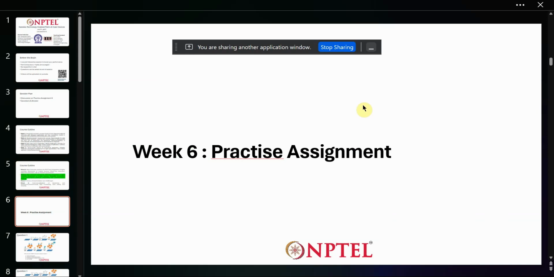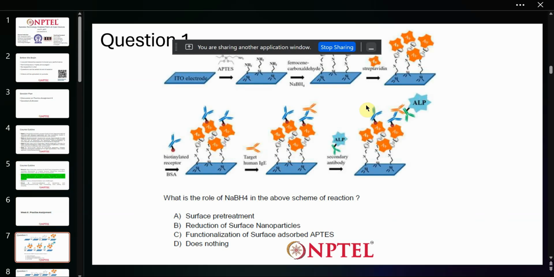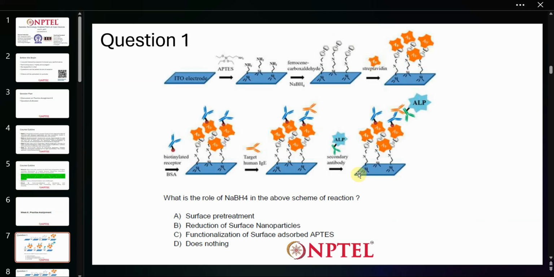Since we are done with the basic formalities, we'll start with the practice assignment. This is the first question. A schematic has been given, and the question is: what is the role of NaBH4, that is sodium borohydride, in the above scheme of reaction? Whether it does surface pretreatment, reduction of surface nanoparticles, functionalization of surface adsorbed aptase, or does nothing.